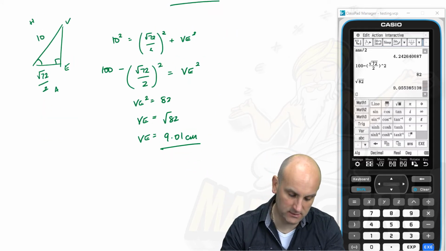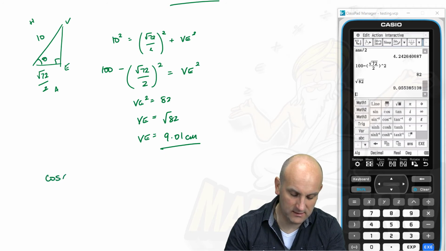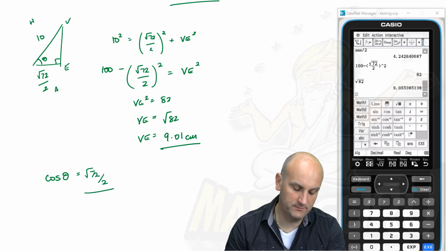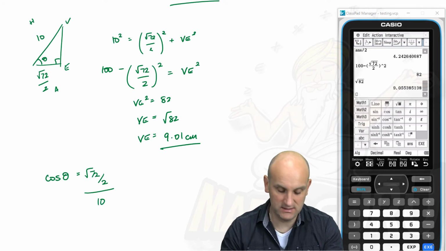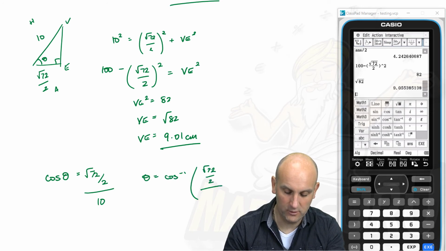Let's just scroll out a little bit. So therefore, let's call that theta. So we now know the cosine of theta is equal to the adjacent, that's the square root of 72 on 2, all divided by my hypotenuse, which is 10. And again, that looks disgusting, but you can put it into your calculator. So I know that theta is going to be cosine to the minus 1 of all of that, which is root 72 on 2, all on 10.